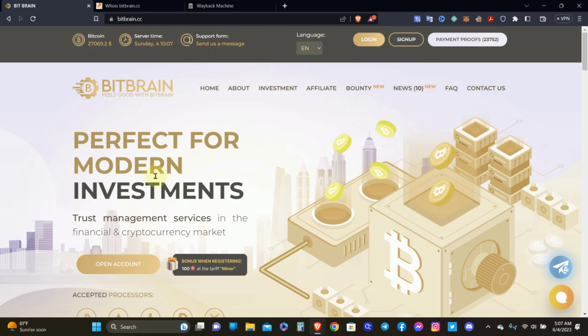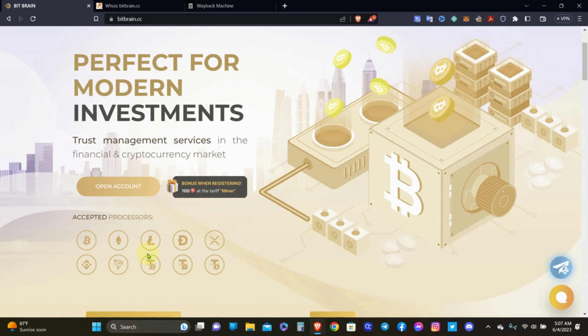All right. So Bitbrain. Feels good with Bitbrain, perfect for modern investments, trust management services, and the financial and cryptocurrency market. When you open an account, you get a bonus of 100 Tron at the tariff miner as well. So these are all the different cryptos that they accept: Bitcoin, Ethereum, Litecoin, Dogecoin, XRP, BNB, Tron, USDT on the BNB network or BEP20 network. You got the Tron network, TRC20, and then ERC20 on Ethereum network.